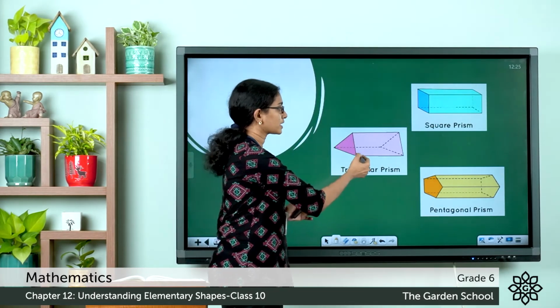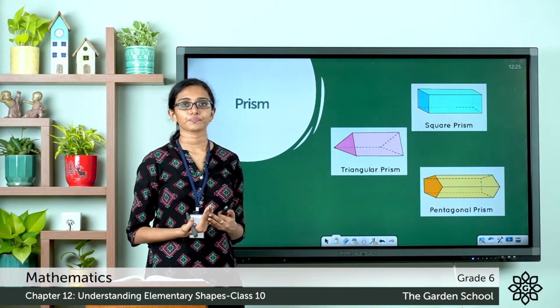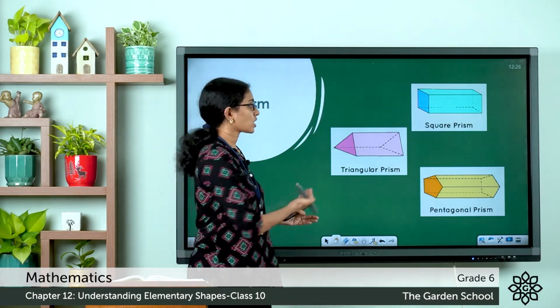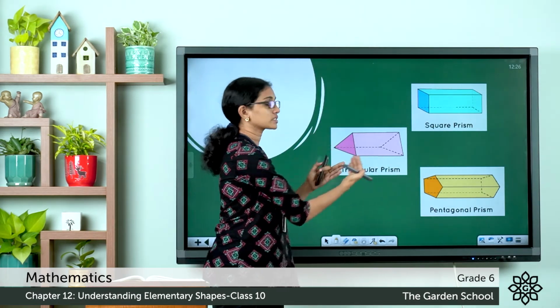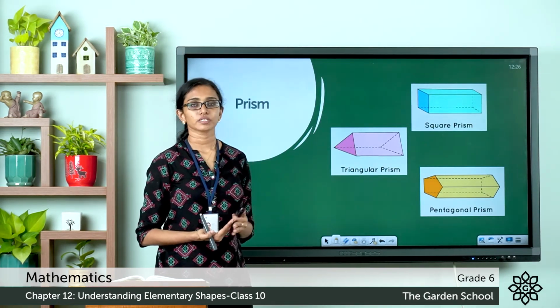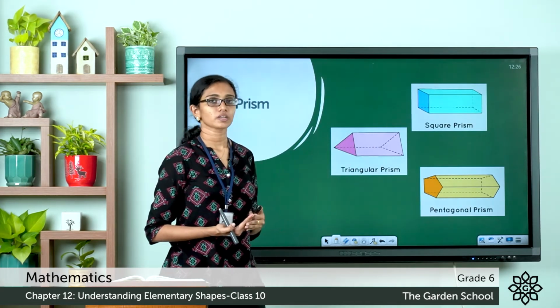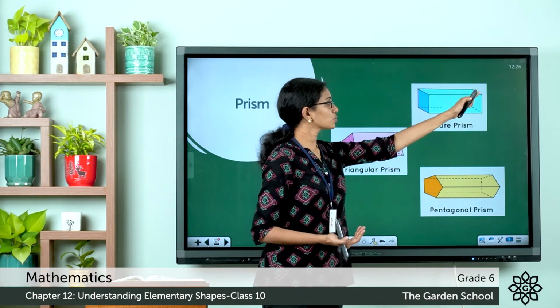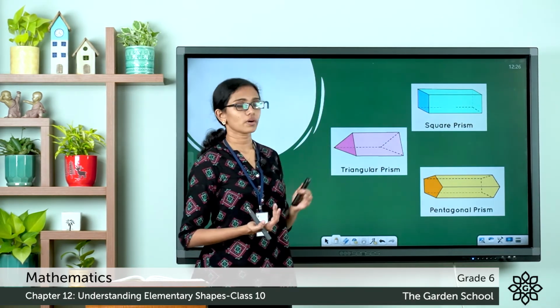Now, what about the faces? See, all its faces are rectangles. Now, if the prism is obliquely cut at both ends, the faces of the prism will be parallelograms instead of rectangles. Now, look at the square prism. Here, you can see the two identical bases are squares. Hence the name square prism.